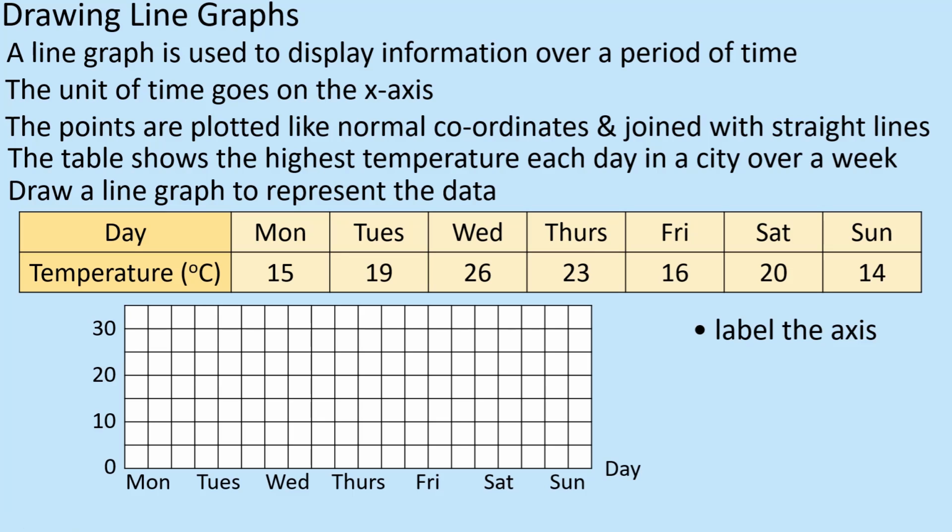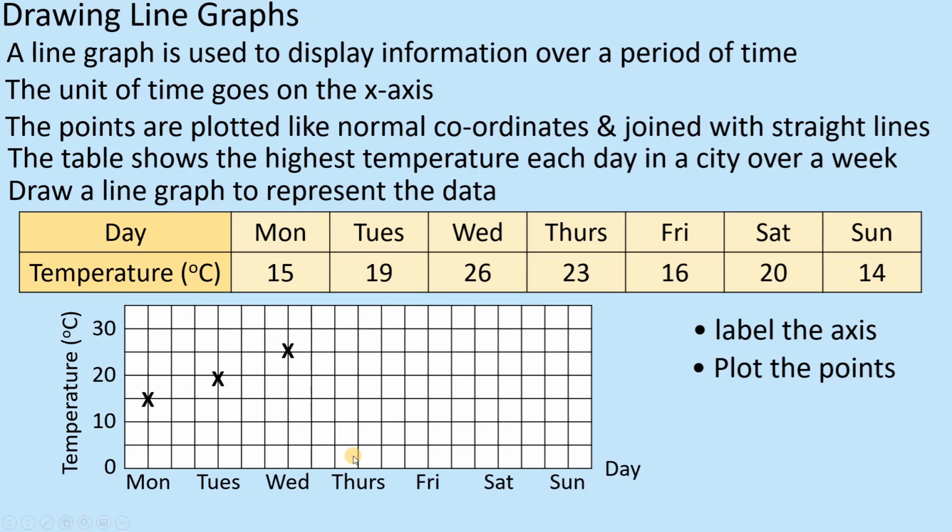And then at this point, because I'm taking measurements at specific points, I just need to mark them on where it actually is. Let's get them labelled first. So we've got those two axes, and now we're going to plot them. Monday is going to be 15, so that's going to go there. That's the first one. Tuesday is going to be at 19, so it's going to be about there. And then Wednesday is going to be at 26, so it's going to be about there.